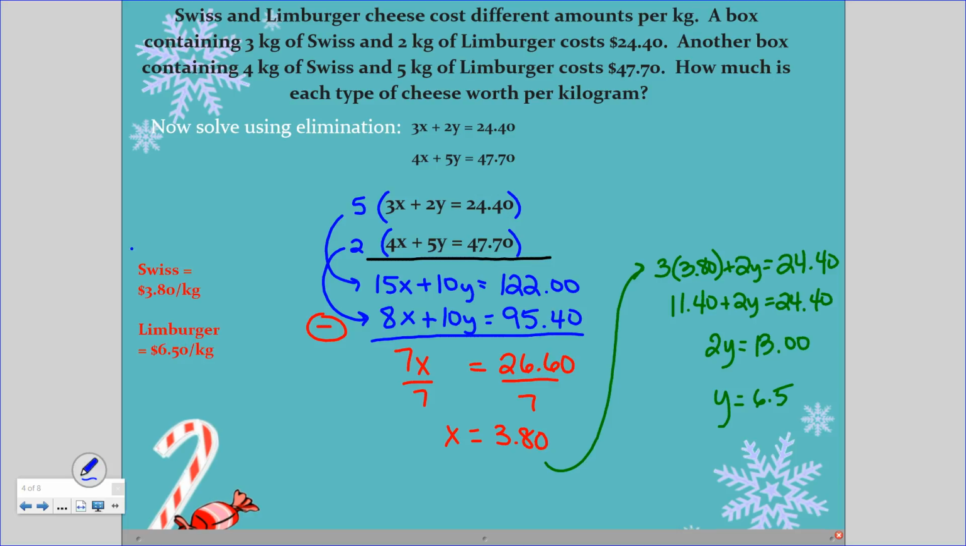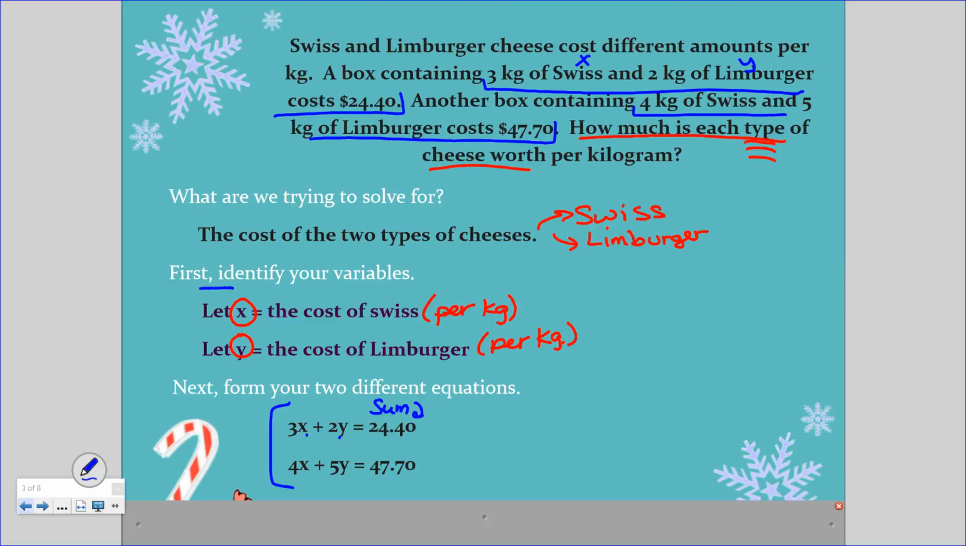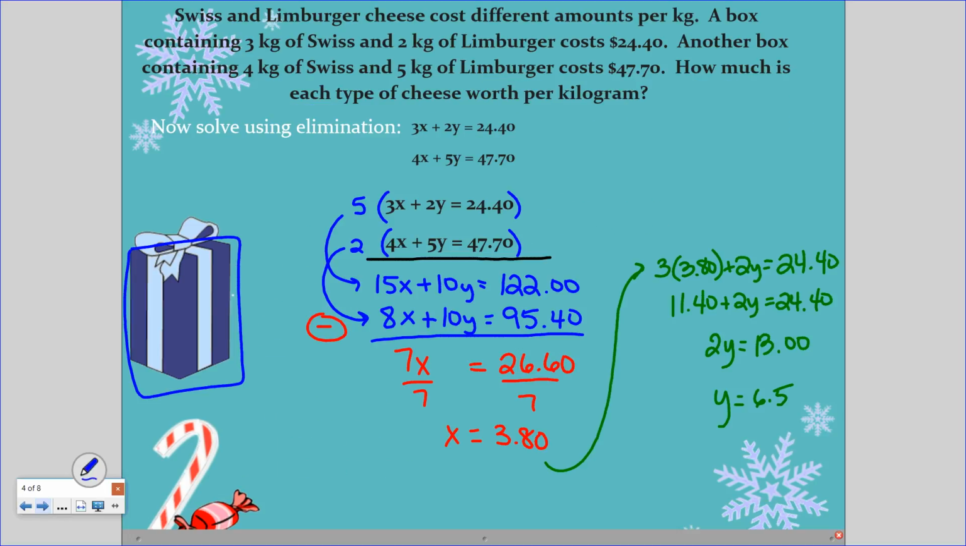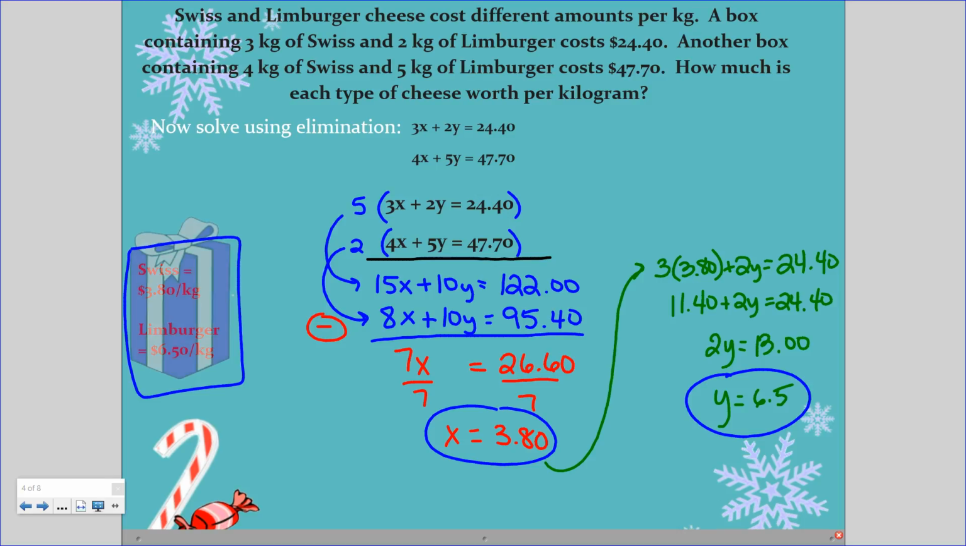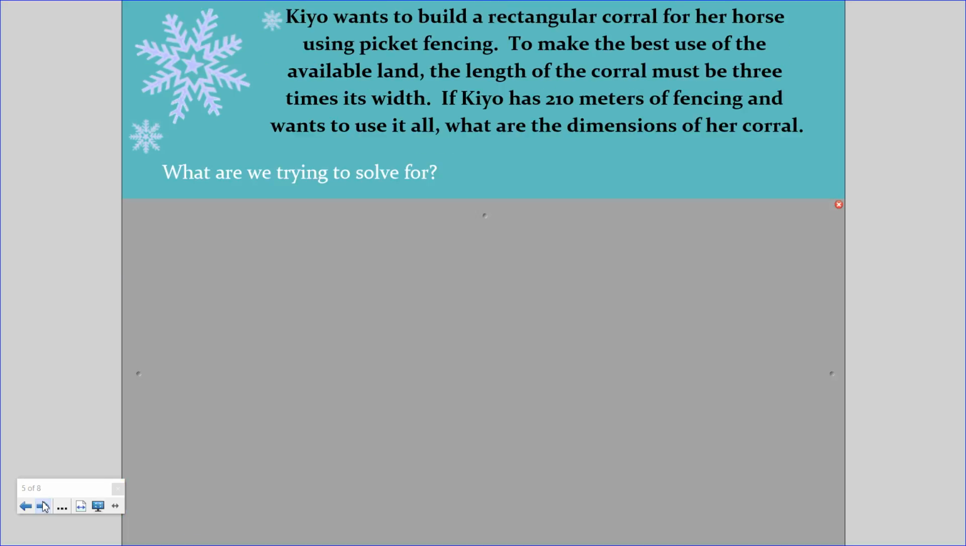Over here is really the final answer. This is why it is incredibly important that back here we identify what x and y stand for, because at the end of all your equation work, when you get x equals and y equals, you need to be able to tell which one is which. And so in this case, the x in our example stood for Swiss. So that's how I know at the end that that's the price for Swiss per kilogram and 6.50 is the price for Limburger. Okay, let's look at another one.